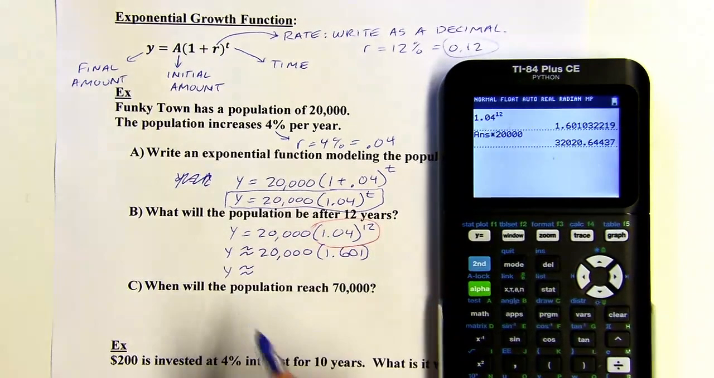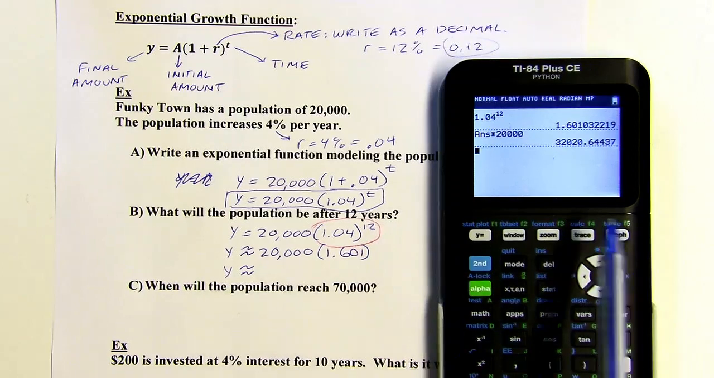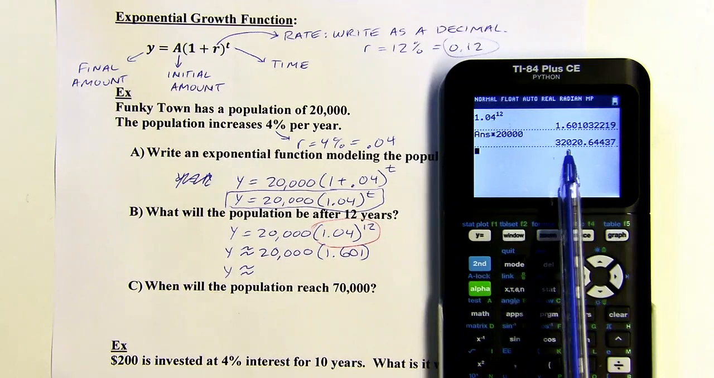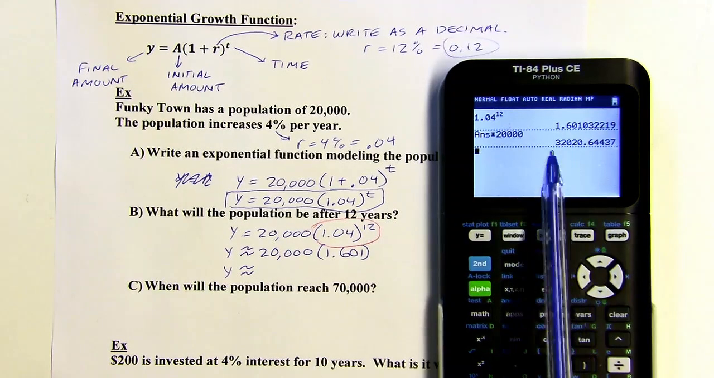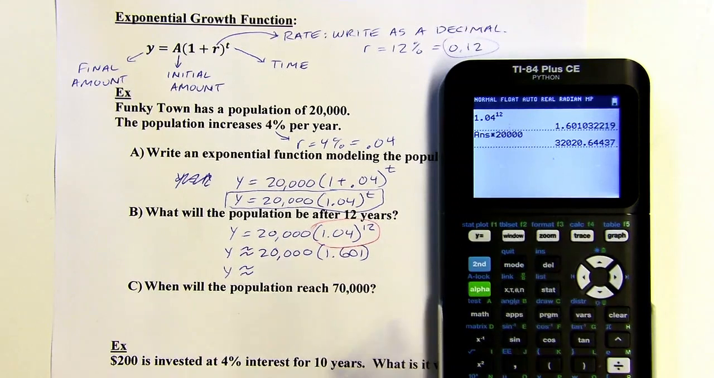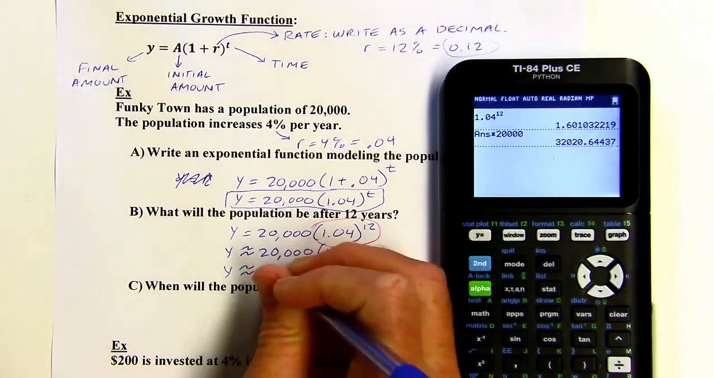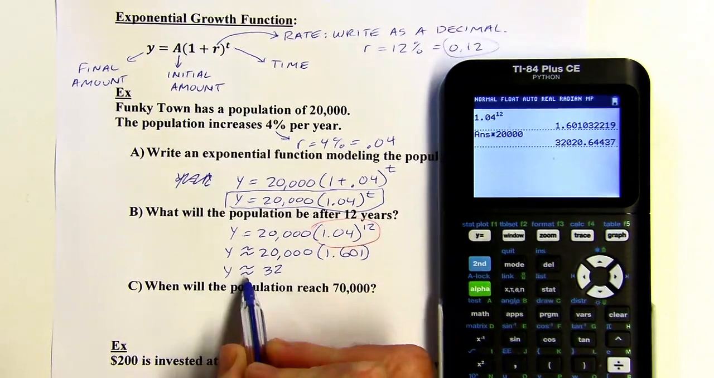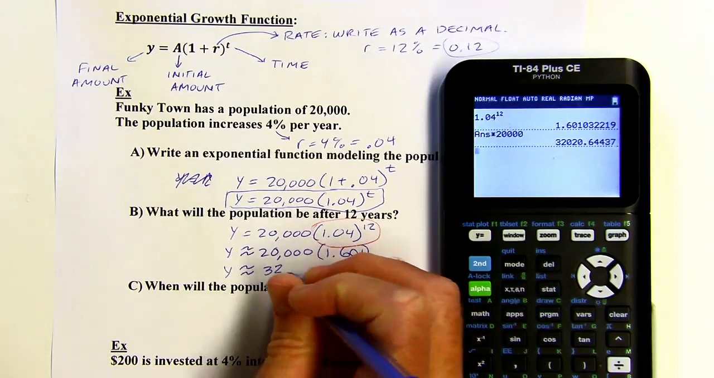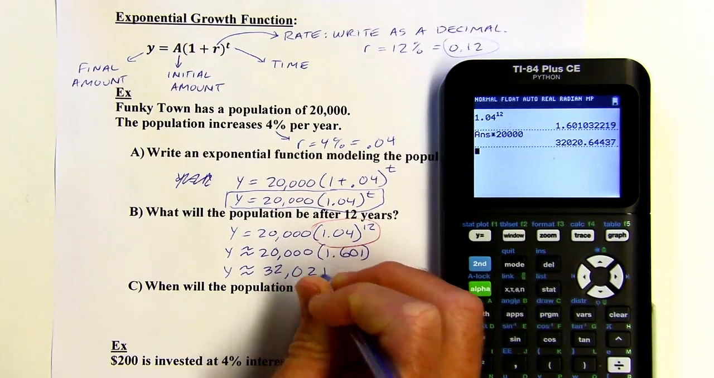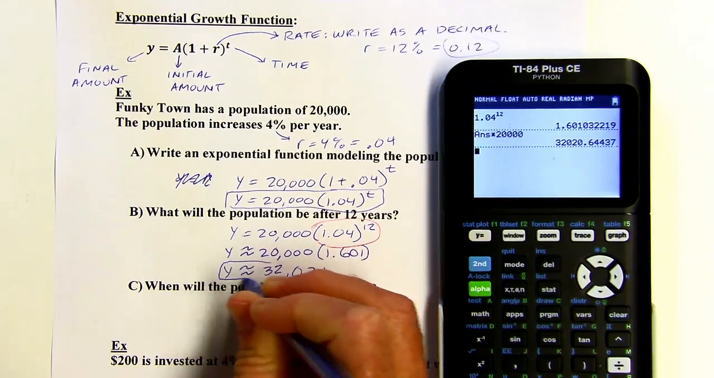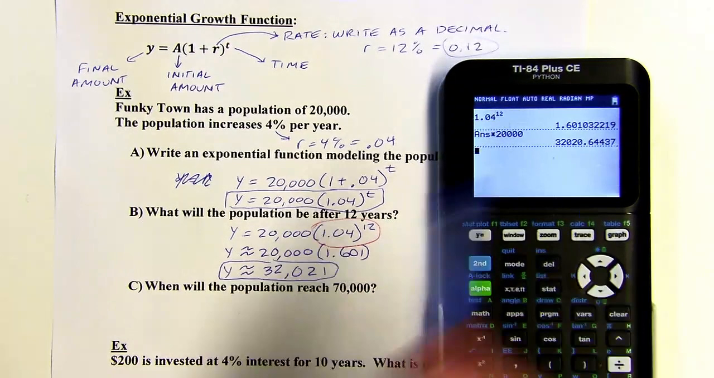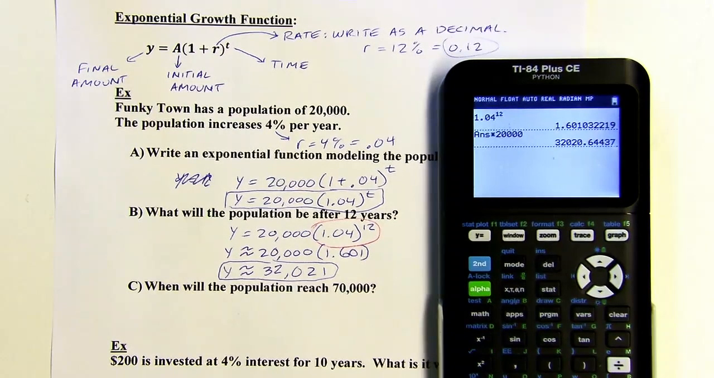Okay, so since we're talking about population, I'm going to go to the nearest integer, so I'm going to round that up to 32,021 people. So it's roughly that. I'm still putting this as about equal because that indicates that this is a rounded number. You can't have 0.6 people, right? So I'll round that to the nearest person. Okay.